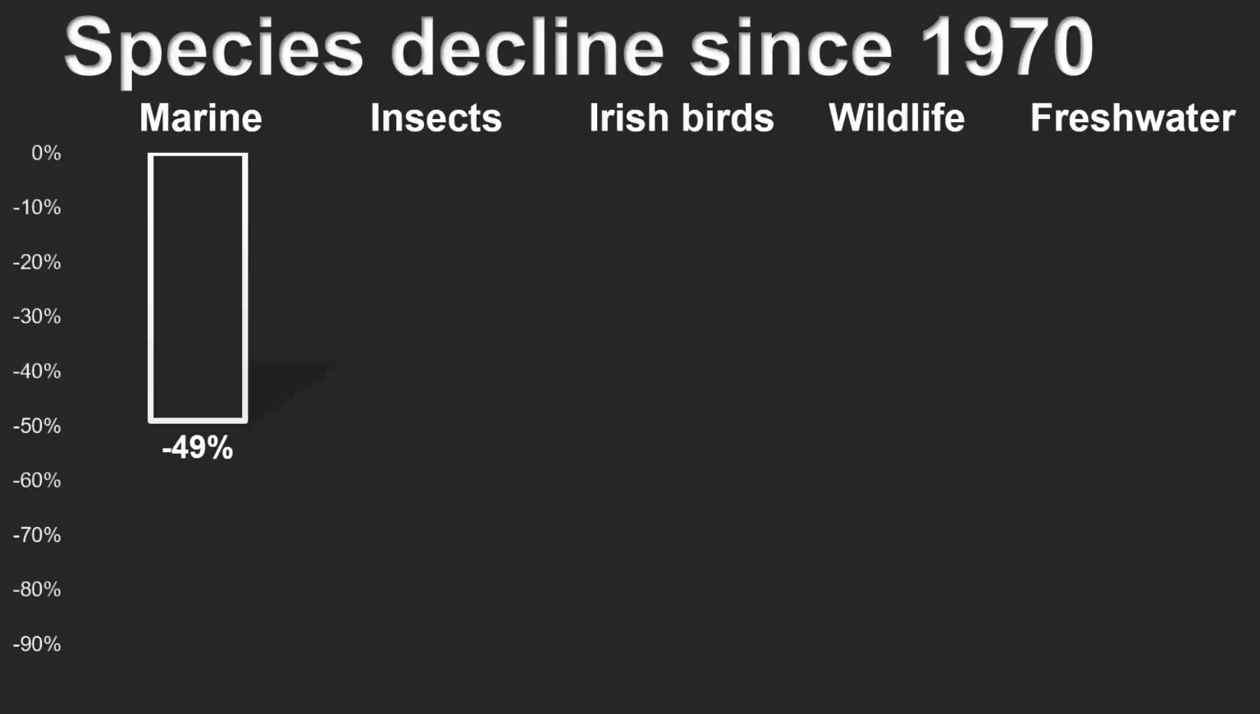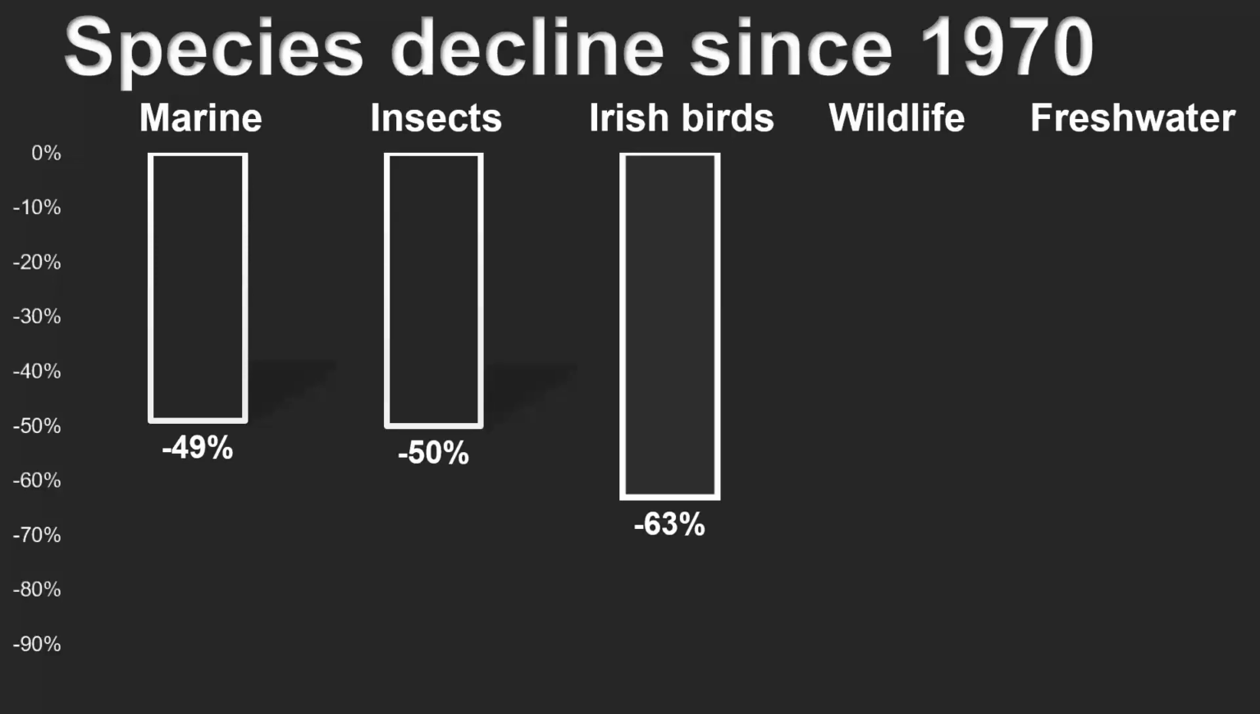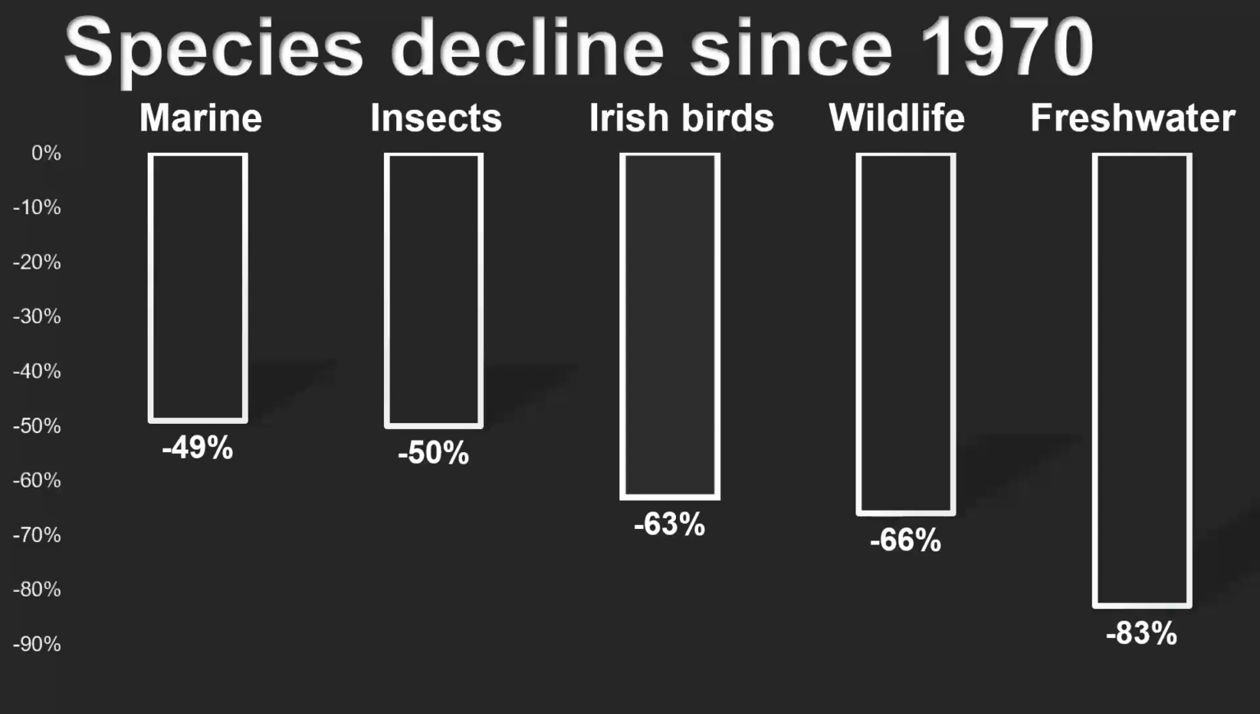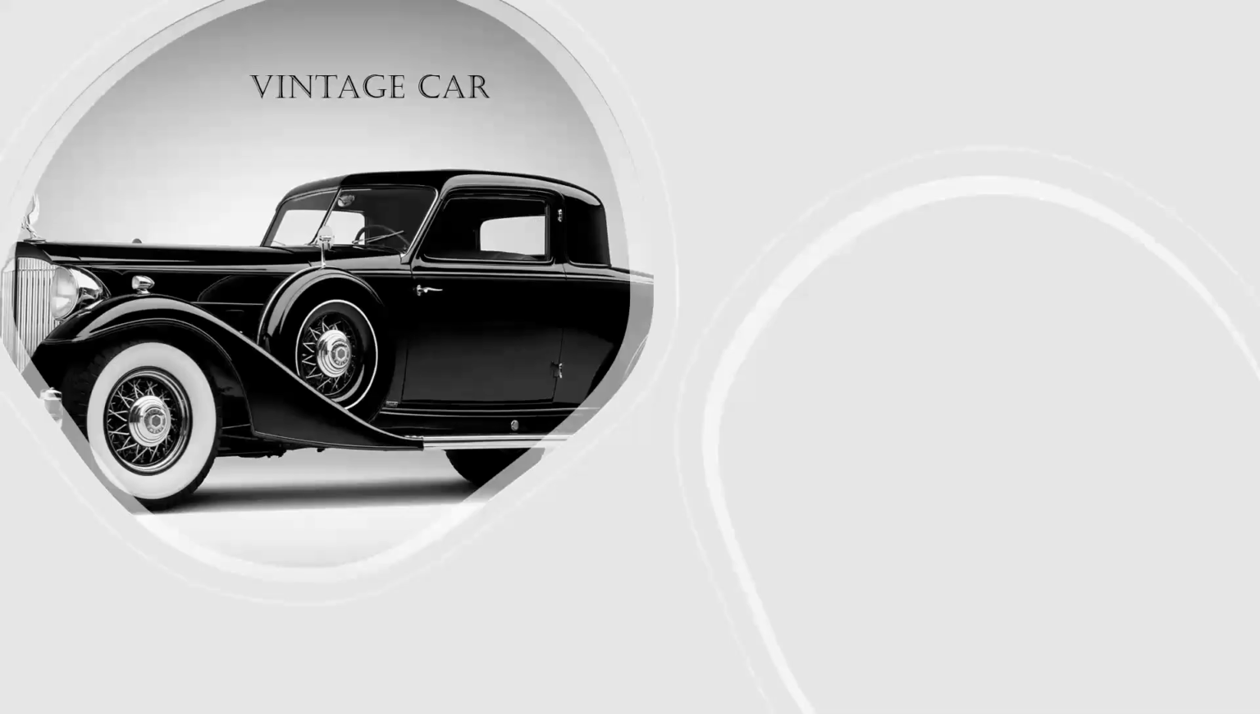We talked about species decline earlier. Marine species, 49% decline since 1970. Insects, 50%. Irish birds, 63%. Wildlife in general, 66%. And freshwater species, an 83% decline. This is driven by the extractive mining industry, disturbing habitats. Many of the products that we need to build this new technological future are found in rare places and precious habitats, which will be destroyed in order to create them.